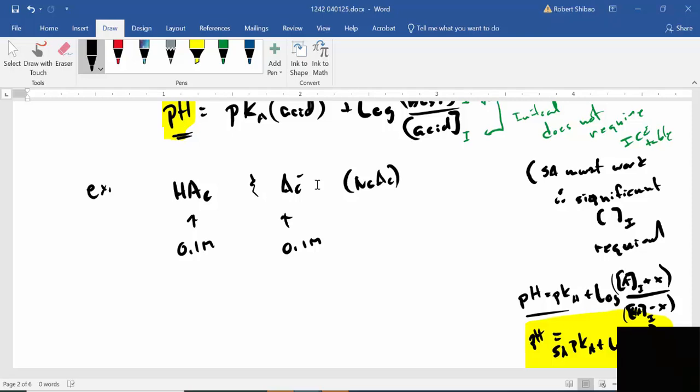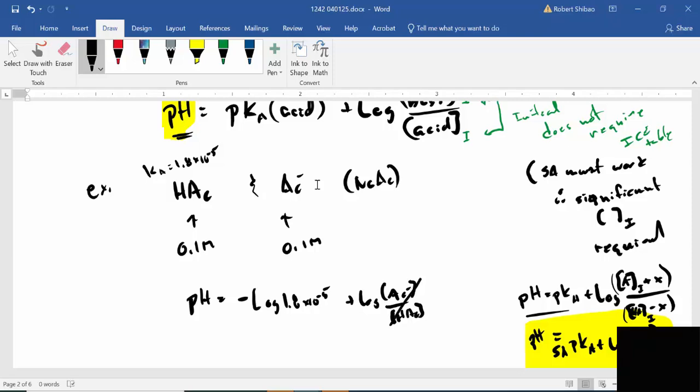But anyway, what is the pH of this? If I just wanted to know the pH of this, then I don't even have to do the ice table. The pH is equal to pKa, negative log, that's the power function. So pKa is going to be the negative log of the Ka. And the Ka for acetic acid is 1.8 times 10 to the minus 5. So if I want the pKa, I take the negative log of 1.8 times 10 to the minus 5, plus the log of the acetate concentration over the acetic acid concentration, which is just going to be 1.